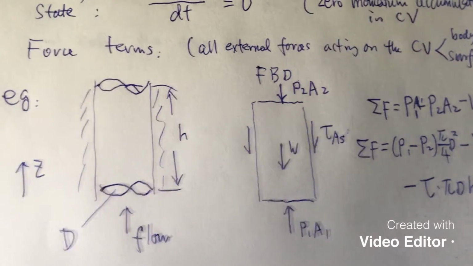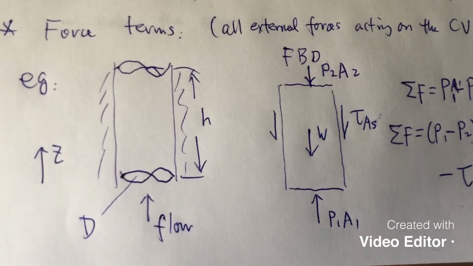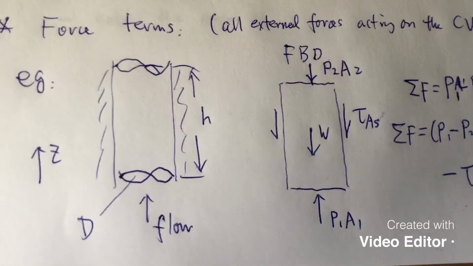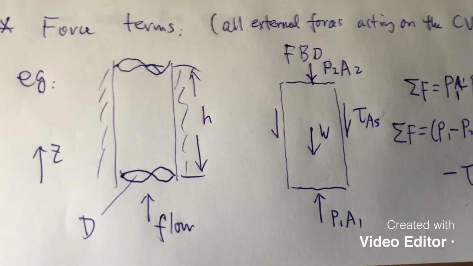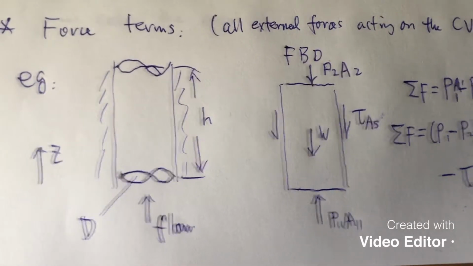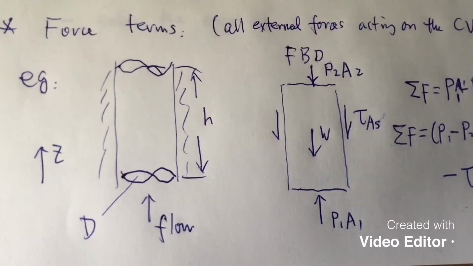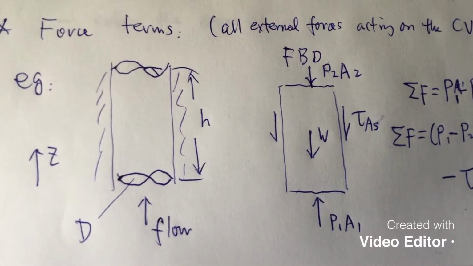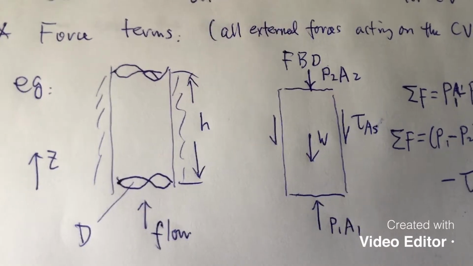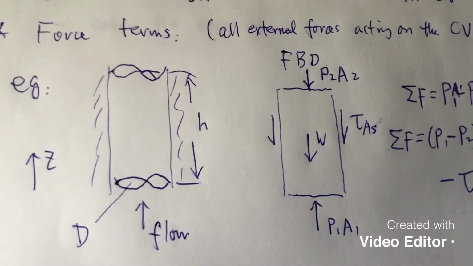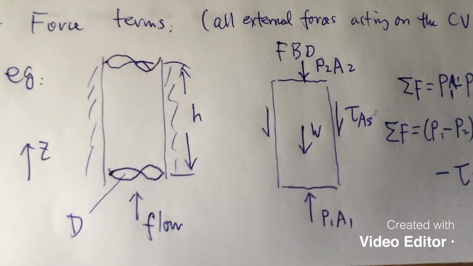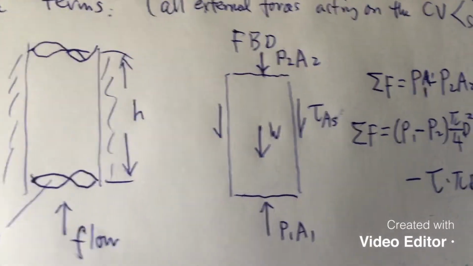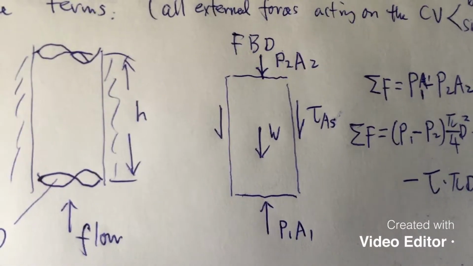I'll show you an example. Let's see. This is the pipe. You know, a pipe flow going through this circular shape of pipe. Flow from bottom to top. The diameter of the pipe is d. The length of the pipe is h. The z direction is going up, right? Okay, so this is the free body diagram for this problem.